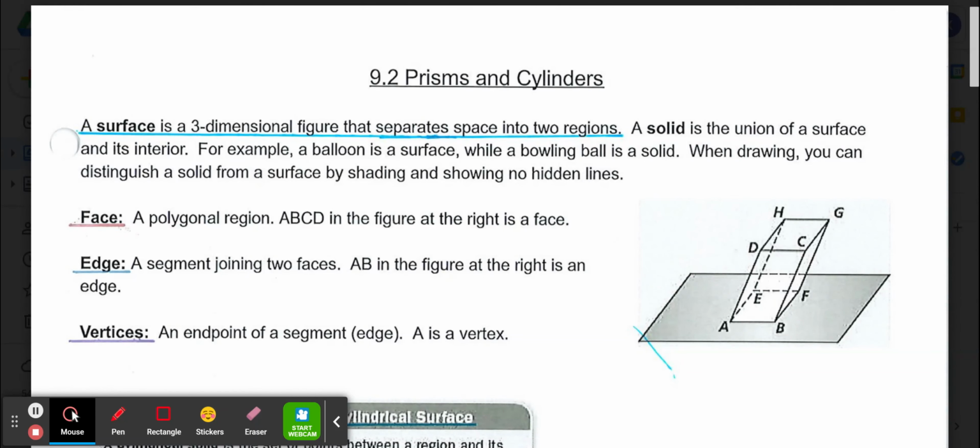Welcome to lesson 9.2, Prisms and Cylinders.